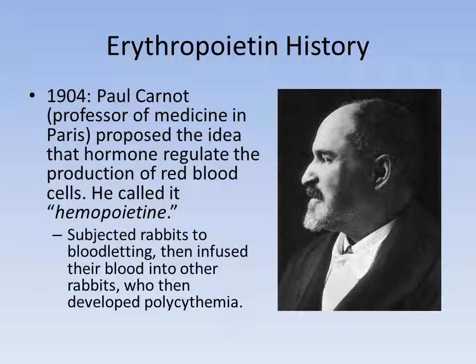In other words, the anemic rabbits essentially transferred something in their blood that stimulated the normal rabbits to make more red blood cells than usual. So that's how we first figured out that there must be a circulating factor that stimulates red blood cell production.